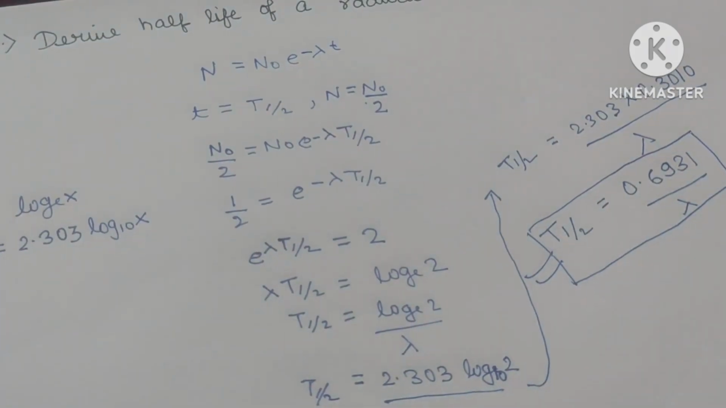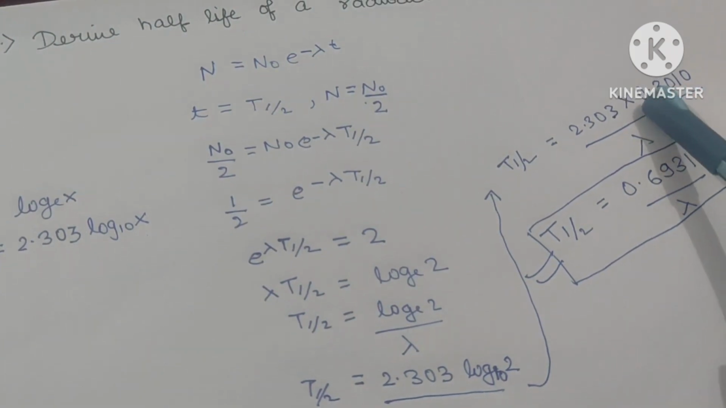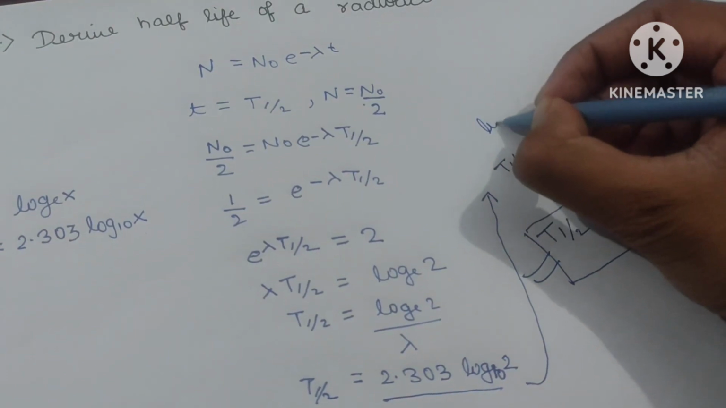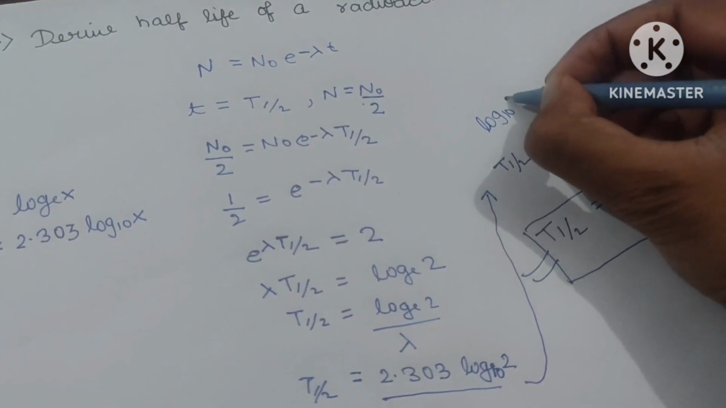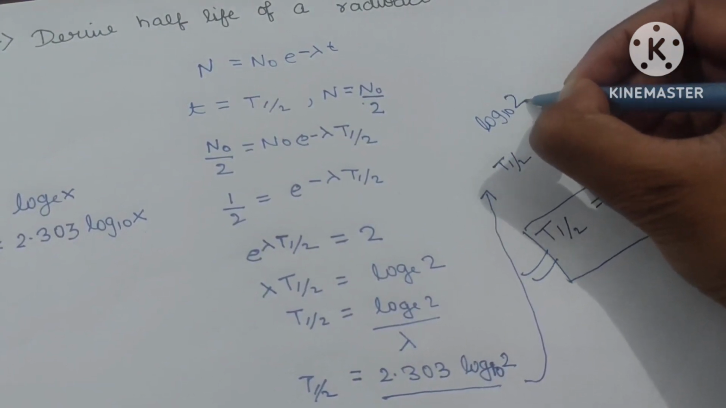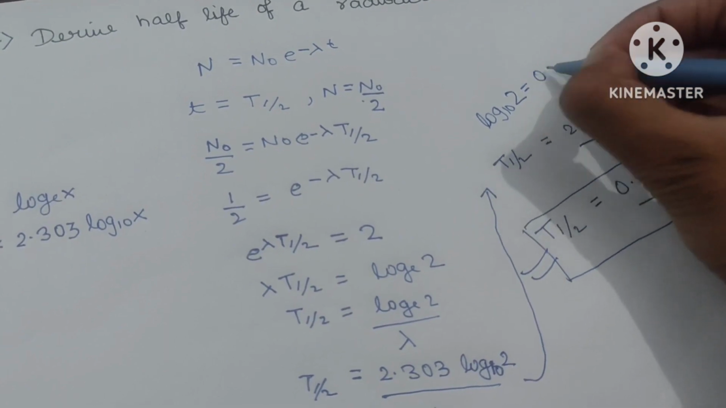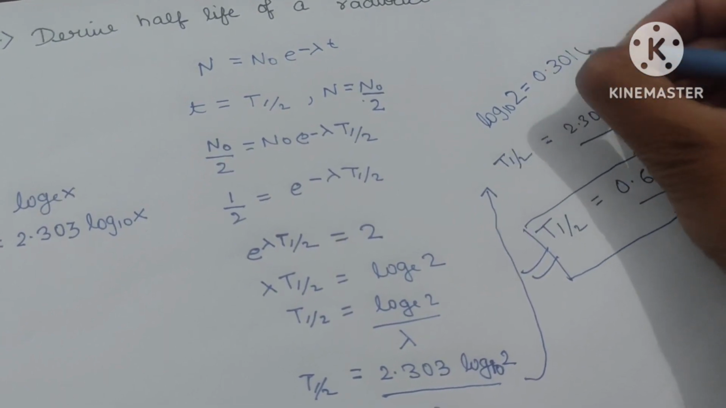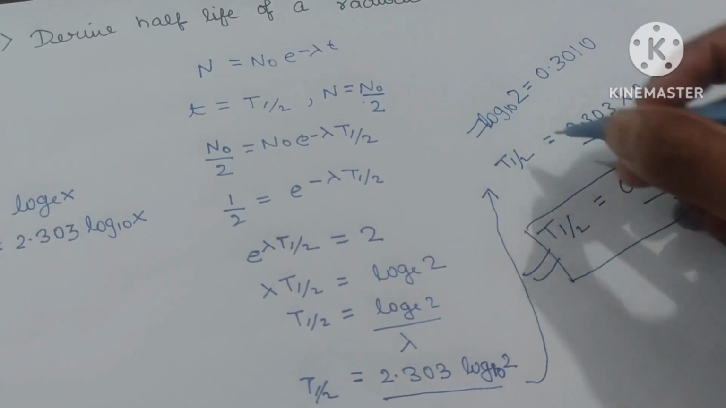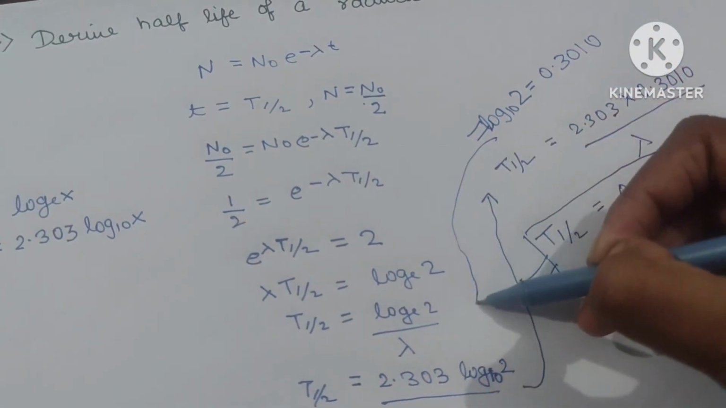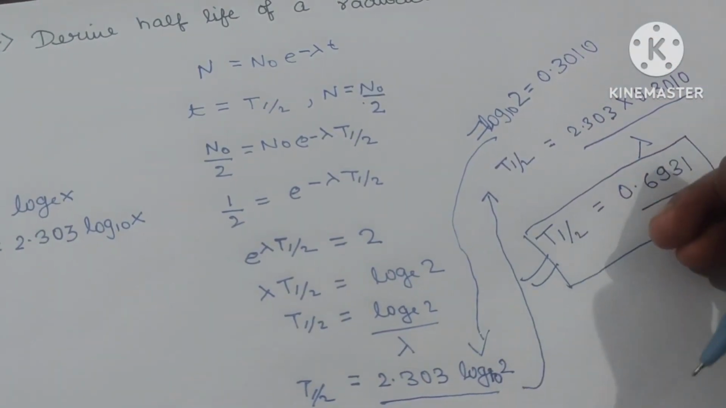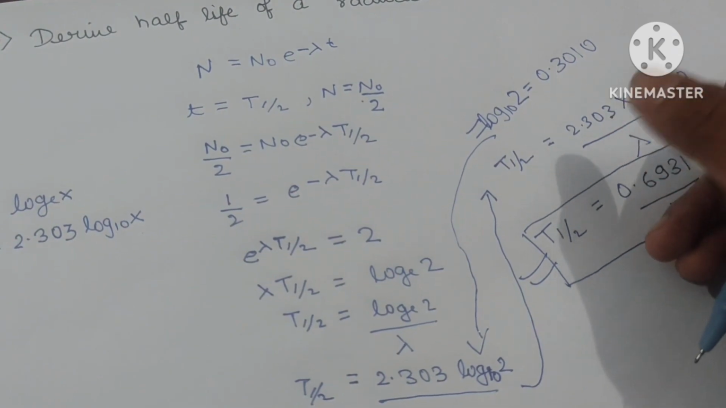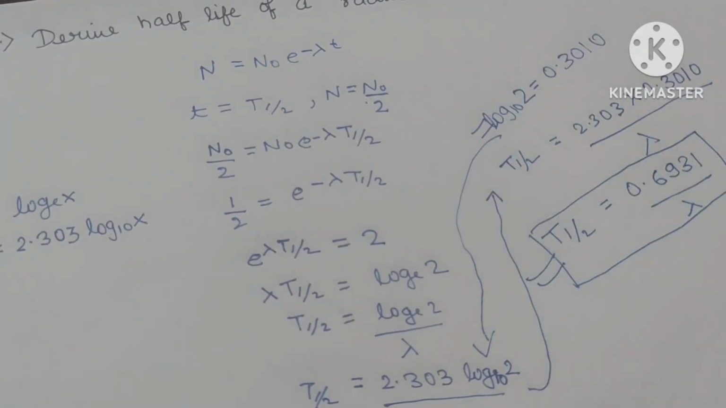Okay, so we've got our answer. This is our answer. Okay, if you have doubt how it comes, like the value of log base 10 of 2 and 2.303 log is equal to this. Okay, that's why we put this value here. Okay, instead of writing log 10 of 2, we'll put this value. Thank you.